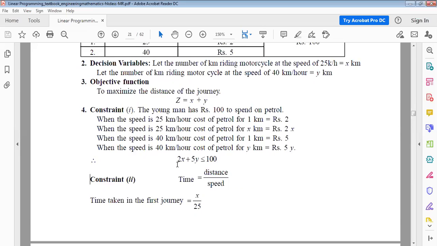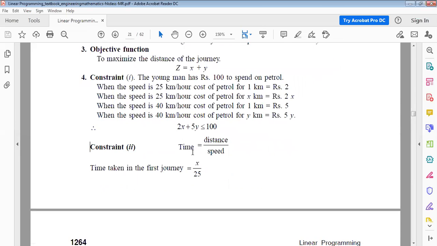Okay, so for the second constraint, we must know that time equals distance divided by speed. If we divide the distance by the speed, we get time. So the time taken in the first journey is x divided by 25. Okay, distance how much? x kilometers, and the speed in the first journey was 25.